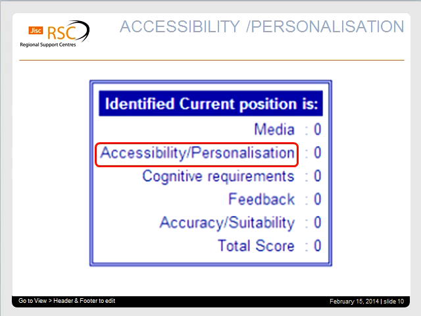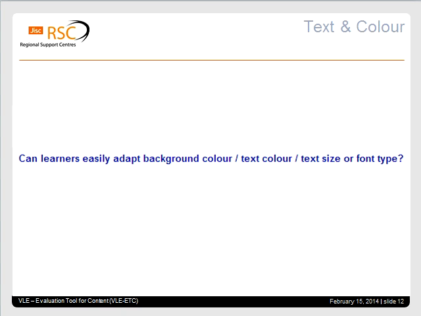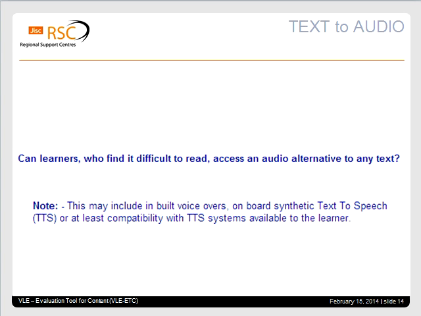Those who are learning about or who are tasked with designing and/or creating learning resources will be made aware of the 3 things needed to improve the evaluation score for content. For colour and size, it's about background colour, text size and/or font type, and the learner's ability to easily be able to adapt them. For learners who find it difficult to read, the question is, are alternatives offered? The evaluation tool for content raises their awareness of options open to them.